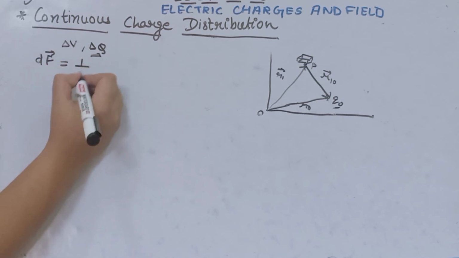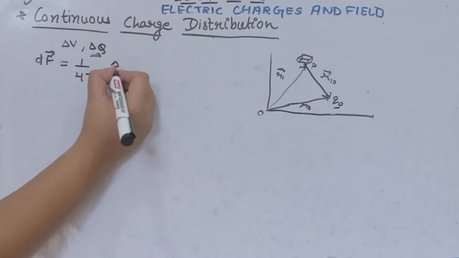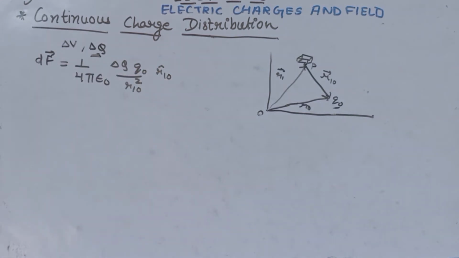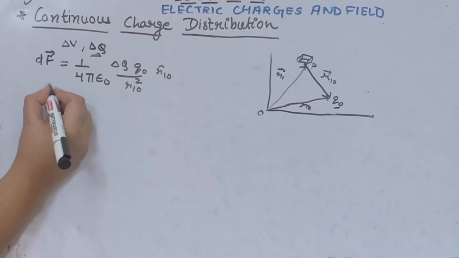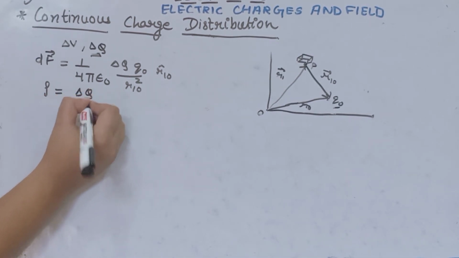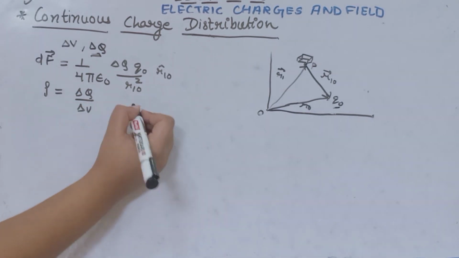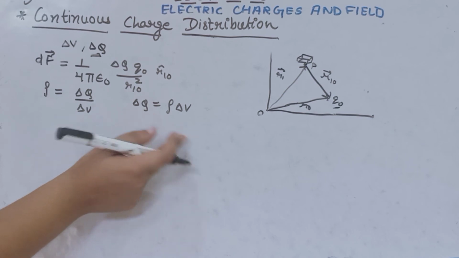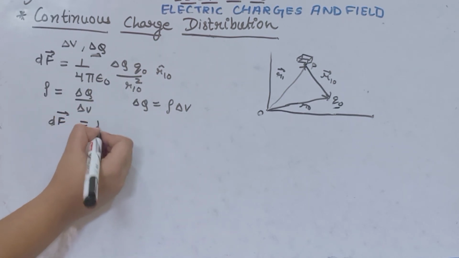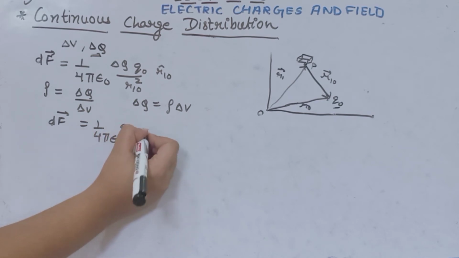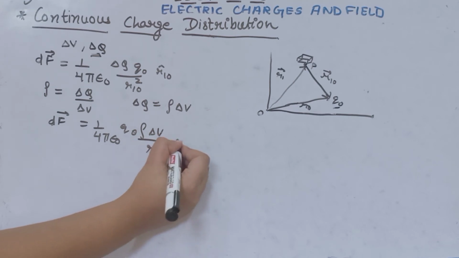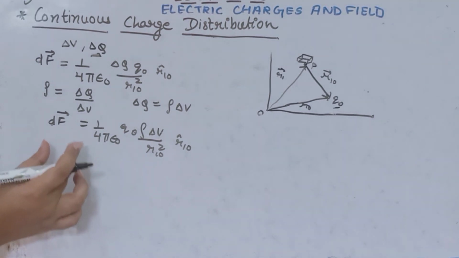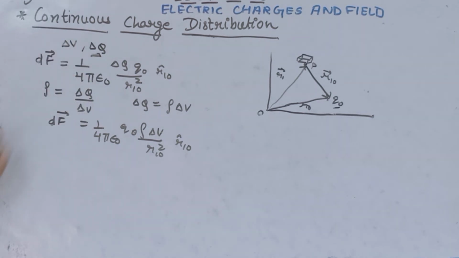Following Coulomb's law, this becomes 1 upon 4 pi epsilon naught delta Q into Q naught upon R10 square into R10 cap. Fine. Now, we know that volume charge density rho is equal to delta Q upon delta V. From this equation, we can get delta Q is equal to rho delta V. Putting this value of delta Q into this equation, we get dF as 1 upon 4 pi epsilon naught into Q naught into rho delta V upon R10 square into R10 cap. Fine. Now, this is the force due to the small charge delta Q present in the region delta V.